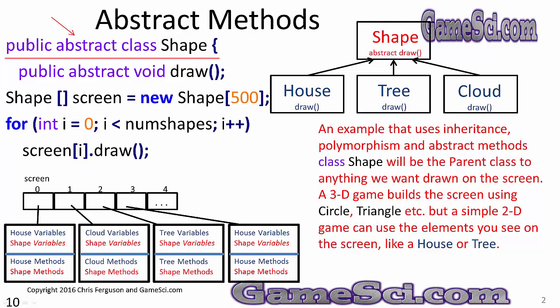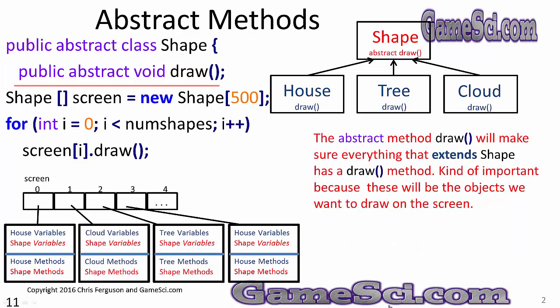using abstract methods. This is code snippets. I'm just showing you 2 lines from class Shape. Public abstract void draw. You're going to want to make sure to put an abstract draw method in the Shape class. That means any class that extends Shape must implement a draw method. The abstract method draw will make sure everyone that extends Shape has a draw method. Kind of important because these will be the objects we want to draw on the screen.